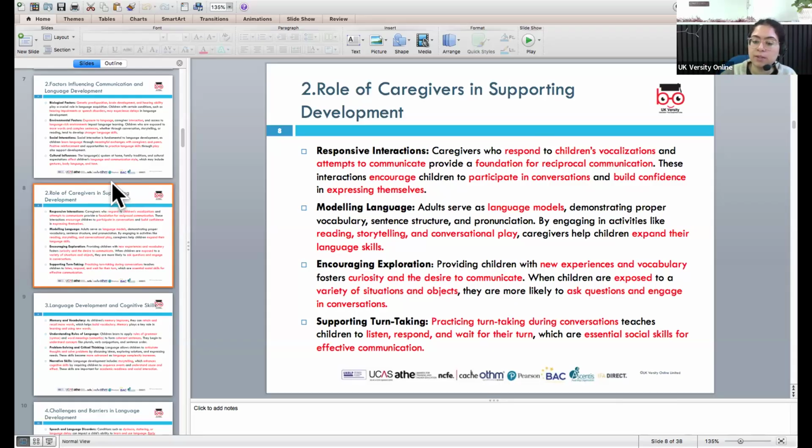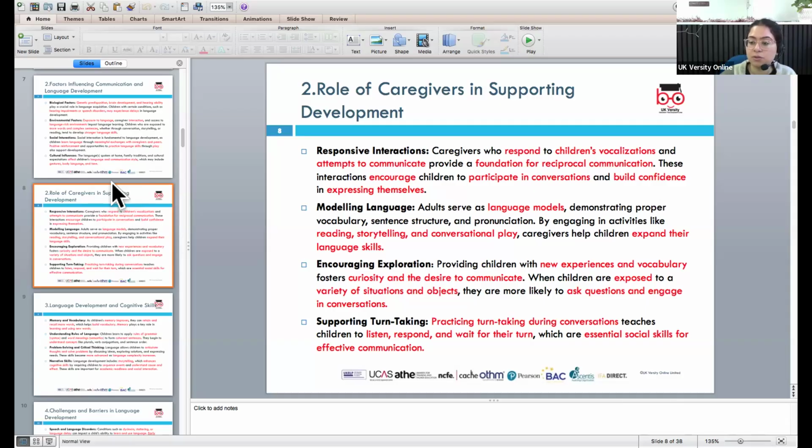Encouraging exploration would be when you provide children with new experiences and vocabulary, and this fosters their curiosity and their desire to communicate. So now, when children are exposed to a variety of situations and objects, of course, they're more likely to ask questions and engage in conversations. So when you seed curiosity, that's when they have a better chance to communicate because they are more curious. They want to speak. They will want to learn.